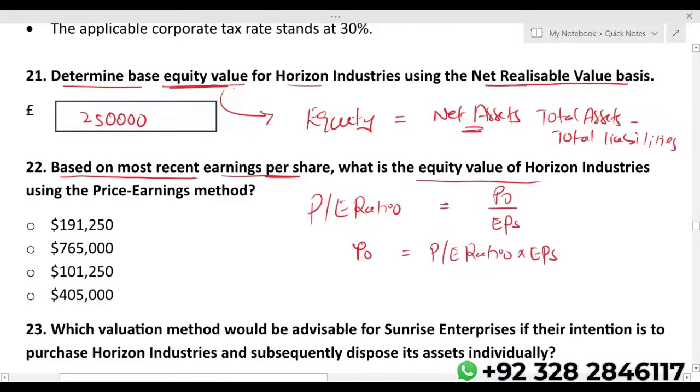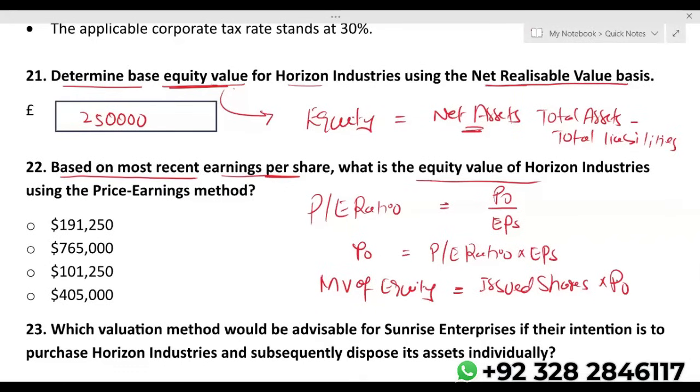Once I have calculated P naught, then market value of equity is equal to issued shares multiplied by P naught. And how do we calculate issued shares if they are not directly given to you? Share capital divided by par value will give you issued shares.